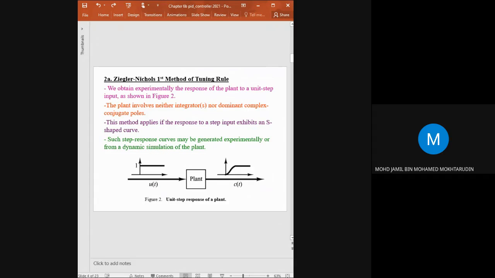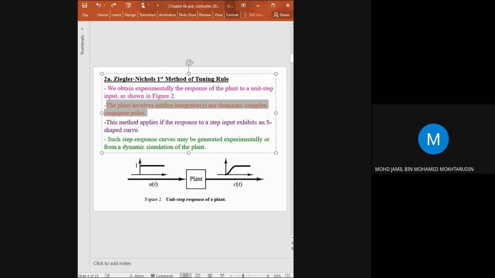So there are two methods. The first is the Ziegler-Nichols first method of tuning rules. Firstly, we do an experiment to obtain the response of the plant to a unit step input. When you apply a unit step input to the plant, your G(s), you will get the time response c(t). The plant involves neither integrators nor dominant complex conjugate poles.